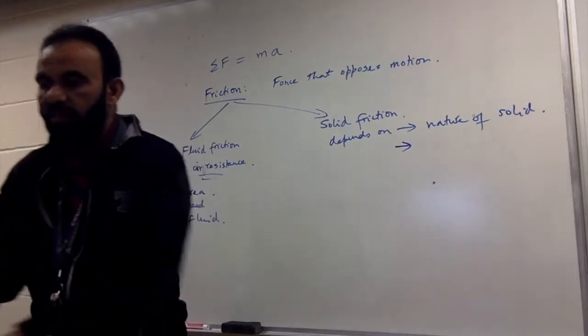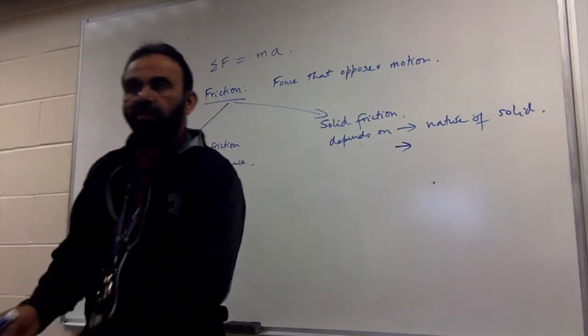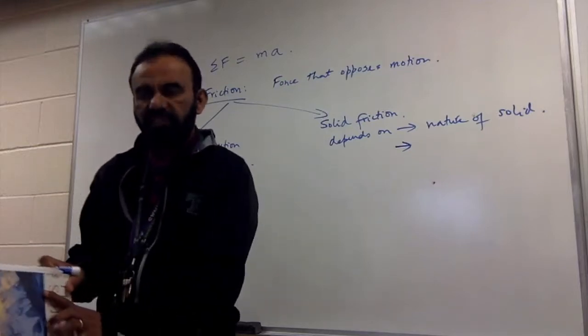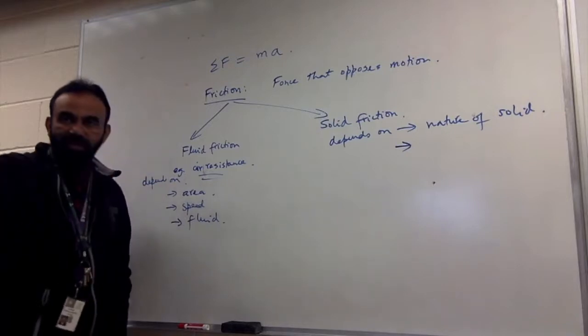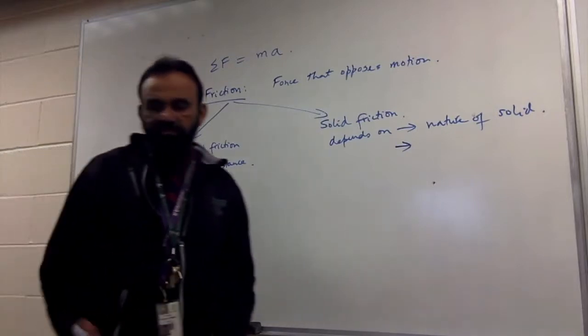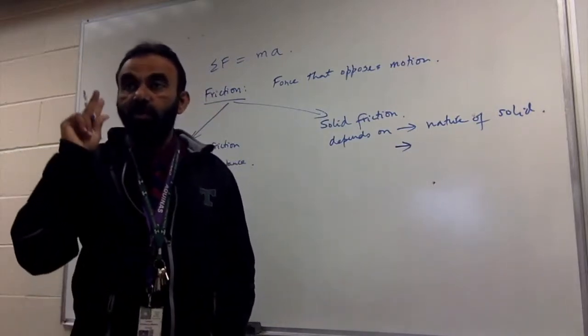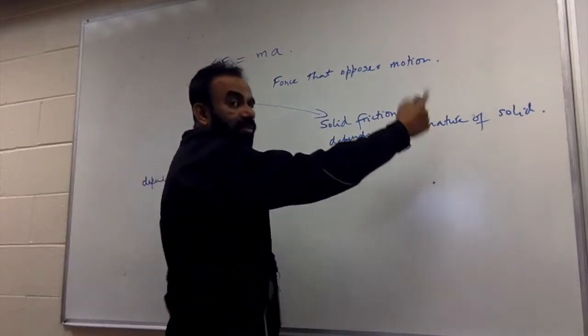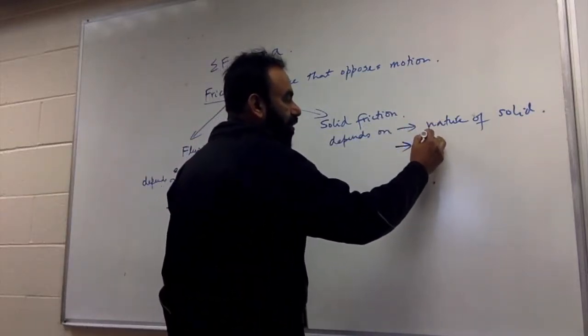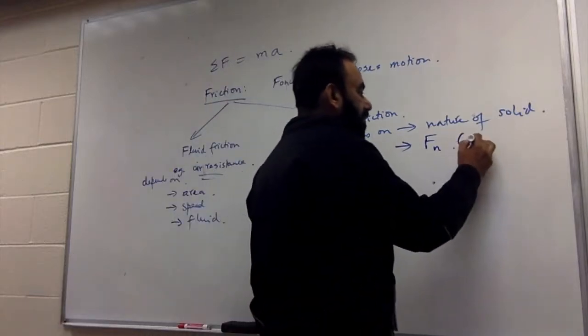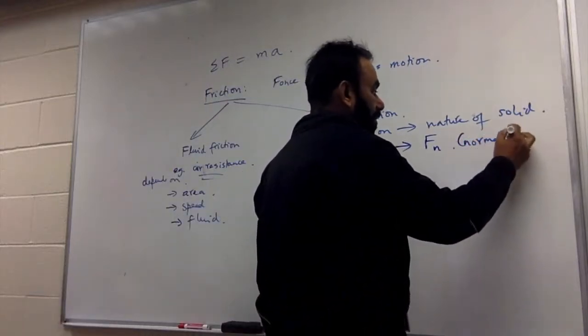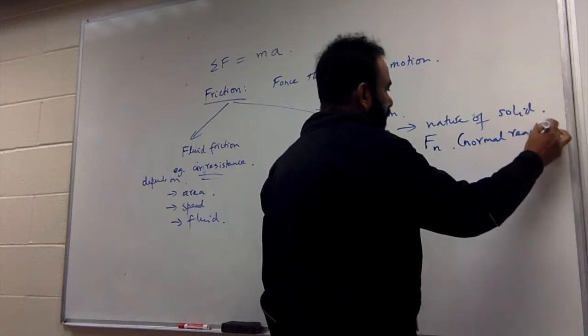Like this book. The way I drag it like this or like this, it doesn't matter. Friction is not affected by area or by speed. What about the shape? Nothing. Only two factors. One is the nature, what kind of solid you're talking about. The other one is the normal force. The normal reaction. The weight? No, normal reaction. Not weight.